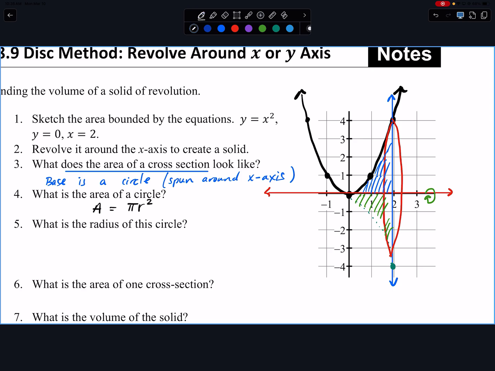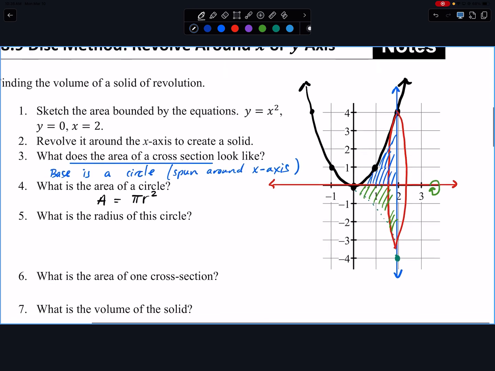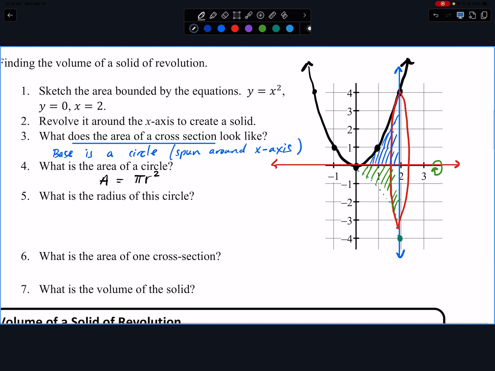Now, this is going to be nice, at least today, because we're going to keep things simple. What is the radius of this circle? Do you guys see how we're spinning around the x-axis? Do you guys agree this is the equation y is equal to 0? What is this equation right here? Y is equal to what? X squared. Do you guys agree that this right here would be the center of this circle?